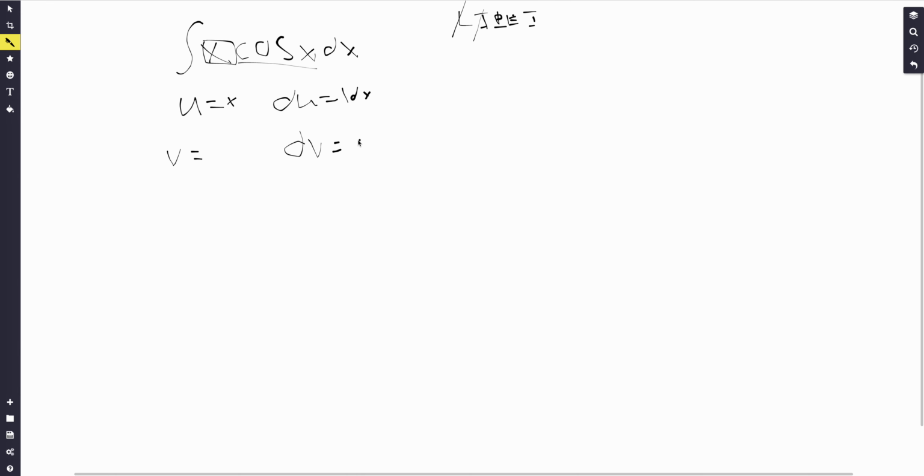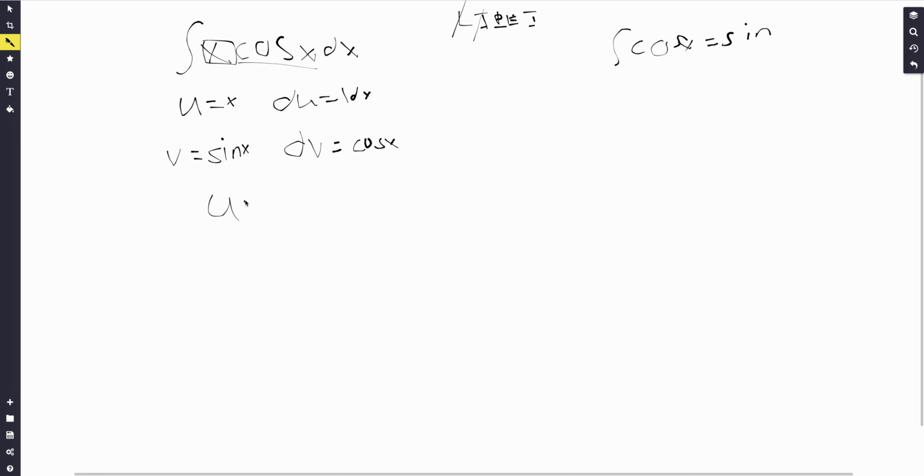First let's label our dv. Our dv is cosine x, and then our v would just be sine x, because we're taking the integral of dv. The reason it's sine x is because the integral of cosine x is equal to sine x. If you guys need a review on that, go to my video on trig integrations that I made.